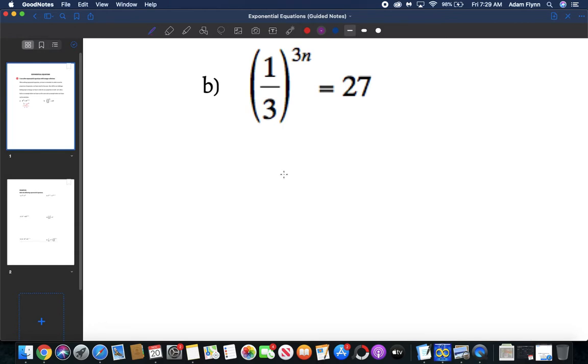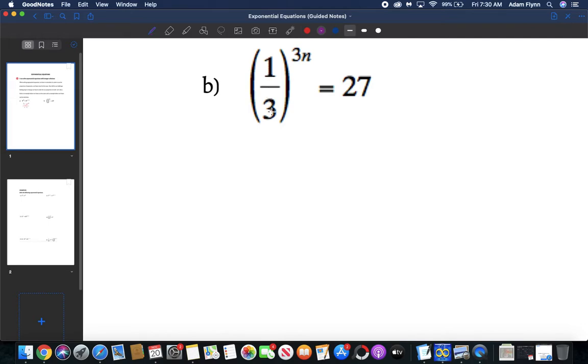Okay. We have 1/3 to a power of 3n equals 27. So first I'm going to check and make sure that I have the same base. So over here I've got the numbers 1 and 3, and over here I've got a 27. Okay? I don't have 3 equals 3 or 27 equals 27 for this problem, so I know that I need to rewrite my bases. Okay? So this is how I'm going to do that.